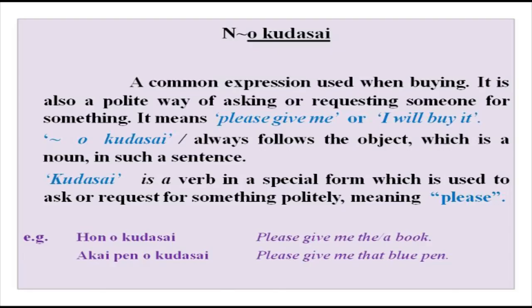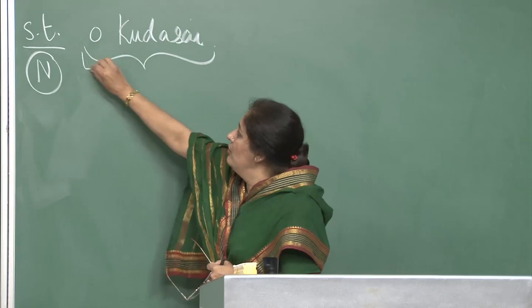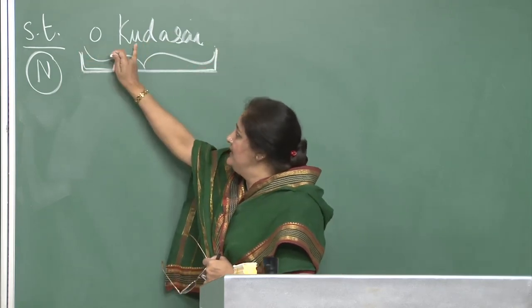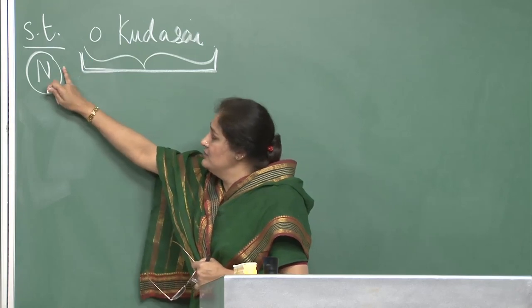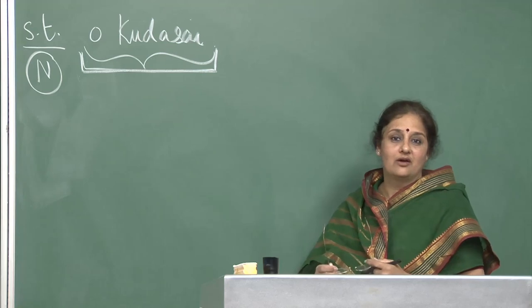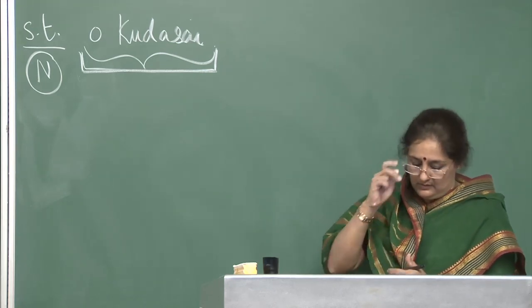Now kudasai itself is used to request for something. Later on, we'll of course be doing this in detail when we do the verbs, but for the time being, just remember it as o kudasai together with o. Please give, please give this to me. The to me part is understood from conversation, from context.